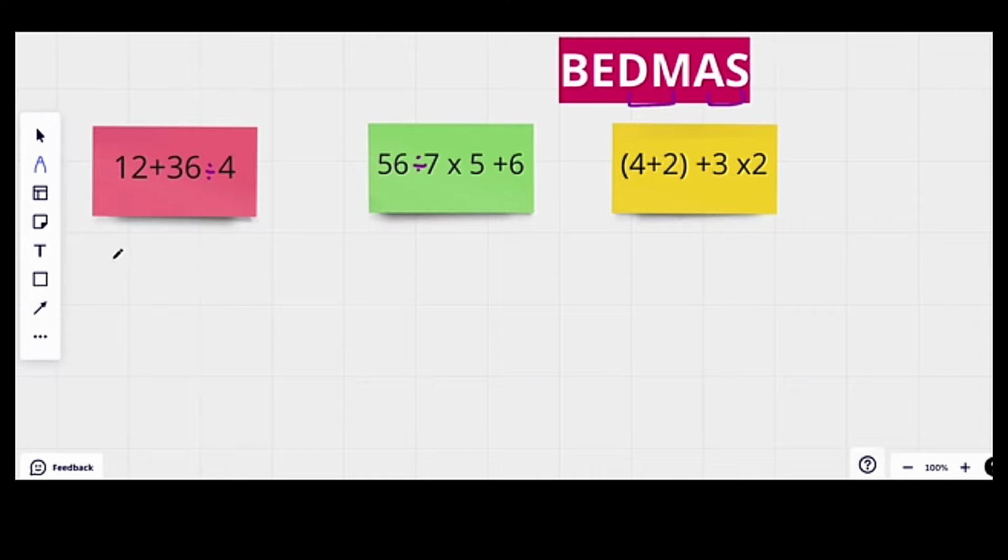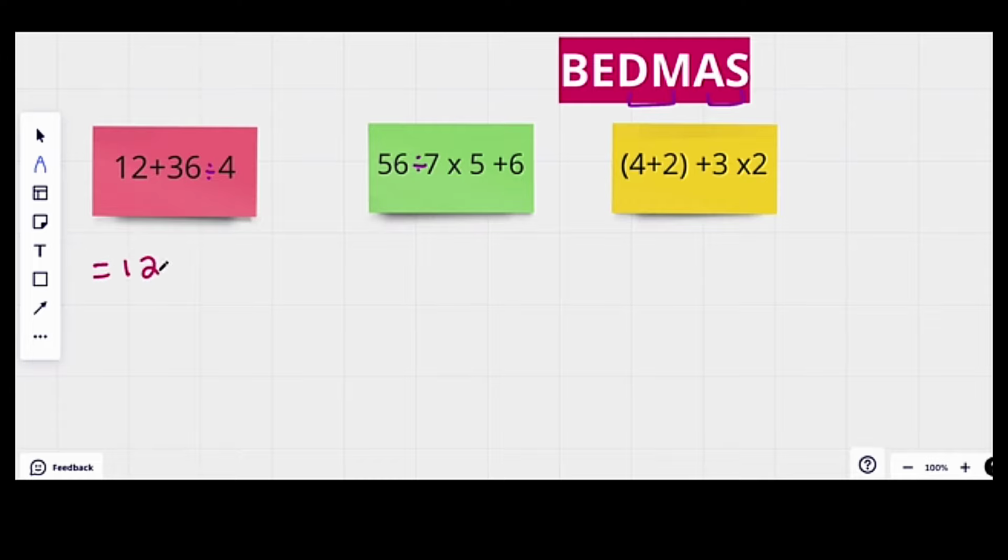Our next one is 12 plus 36 divided by 4. So we're going to follow BEDMAS because that is the order of operations that we should be following. So we start with B for bracket, but we don't have any brackets, so we don't have to worry about that. So we move on to the next one. E for exponents. Do we have any exponents on this question? No, no exponents there. Then we've got D for division. Oh, wait a second, we do have a division right here, so we can actually get started with that. So we bring down our 12.